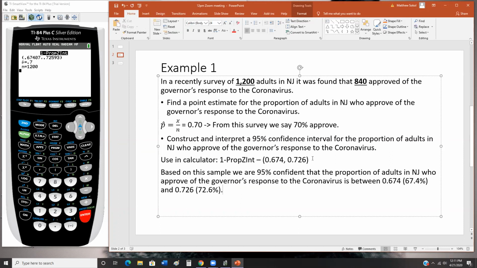So when you go to do your quiz, this is really important. You need to tell me this. You need to just put something like what option you used. You need to tell me that I used this 1-Prop Z Int. So when you go to turn in your quiz, make sure you write that on your paper somewhere. Okay? Any questions about this one?